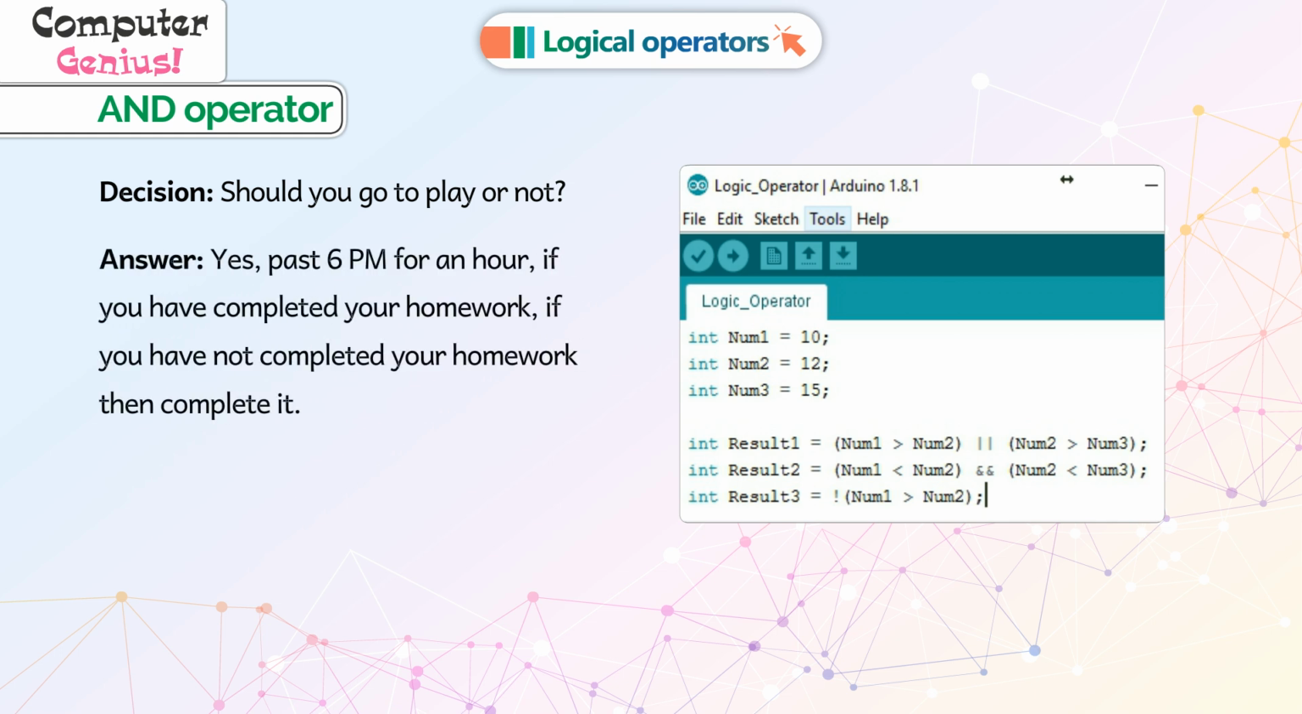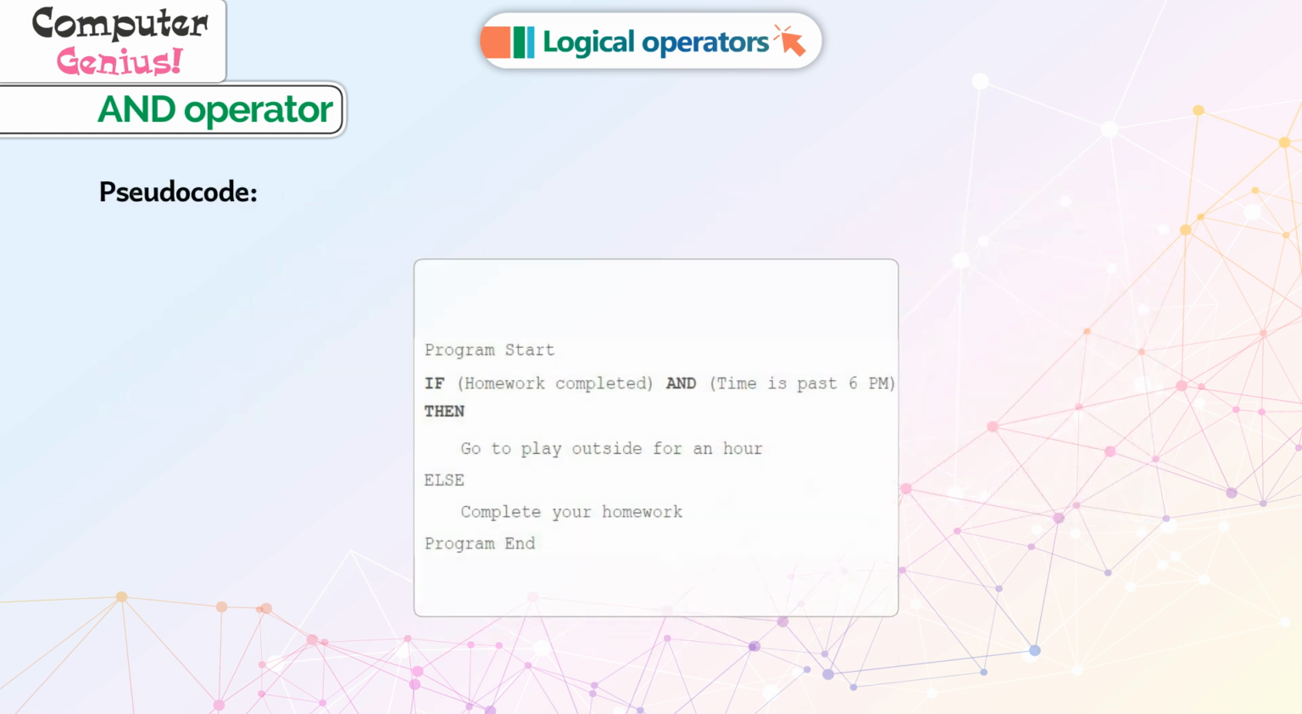Answer. Yes, past 6 p.m., for an hour if you have completed your homework. If you have not completed your homework, then complete it. Pseudocode.